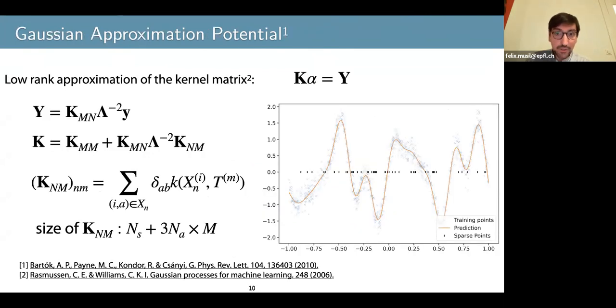So the method that I'm going to highlight here is called the Gaussian approximation potential. It was first introduced by Albert Bartok and co-workers, but one can also find it in a textbook for kernel methods, a Gaussian process textbook for machine learning. It's a low-rank approximation of the kernel matrix. So this gigantic kernel matrix that we just saw before, we want to express not with our full training data set, but to project this data set onto a smaller set. This is what is called the sparse points.